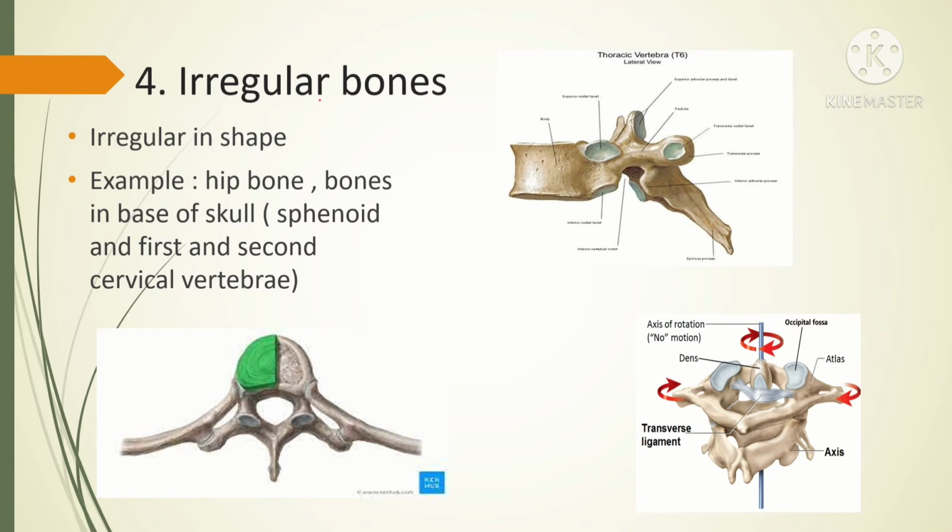This is the irregular bones. The word only says irregular. It says the bones are irregular in structure. As you can see, they are irregular in shape. See the structure given in the first diagram. It is such an irregular shape. There is no proper alignment of this.